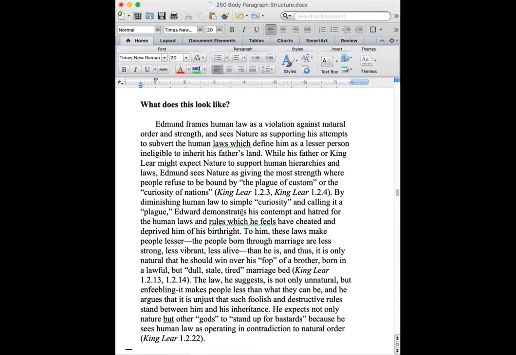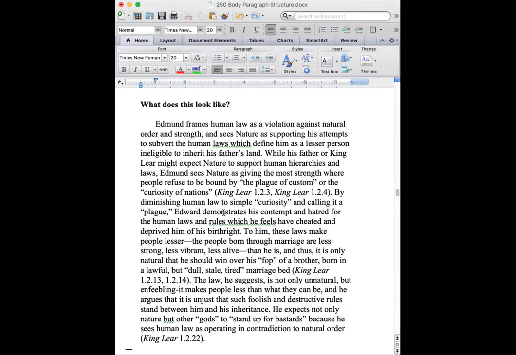Okay, by diminishing human law to simple curiosity, right, and it's referring back to the curiosity mentioned in the previous sentence, and calling it a plague, again referring to the previous sentence, this is what we call close reading, right? Edmund demonstrates his own contempt and hatred for the human laws and rules which he feels have cheated and deprived him of his birthright. So here, again, this is continuing the analysis of the quotes that have been presented in the previous sentence.